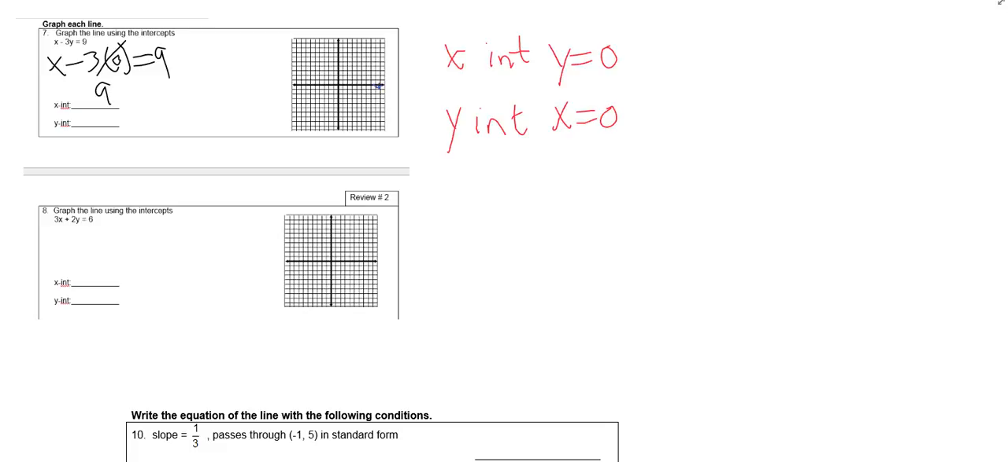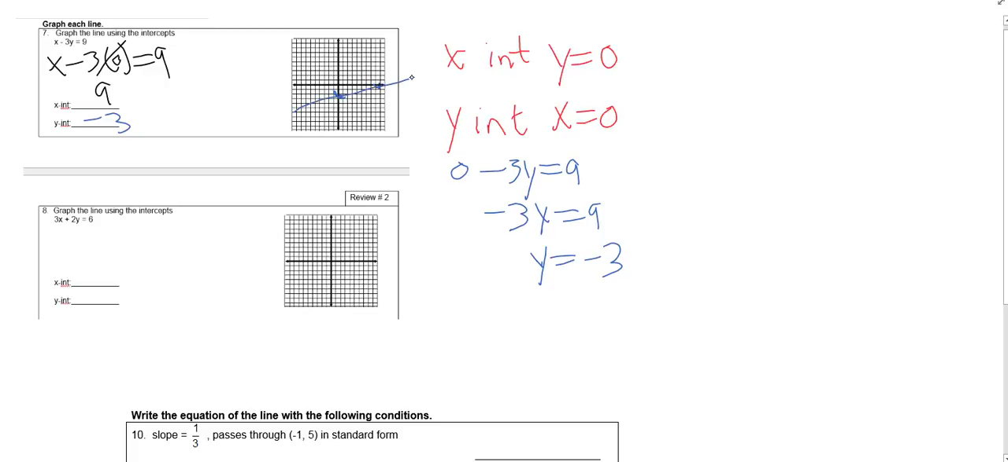You would set y equal to 0, or excuse me, x equal to 0, so you get x minus 3 times y equals 9, so you have negative 3y equals 9, so y equals negative 3. And you go down 3 on your graph, put a dot, and then just connect the two points, the two intercepts, and you've got yourself a graph.